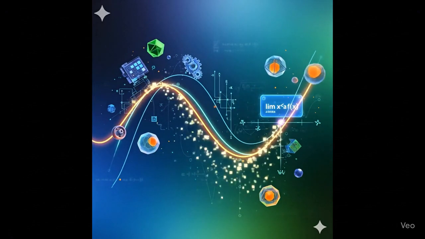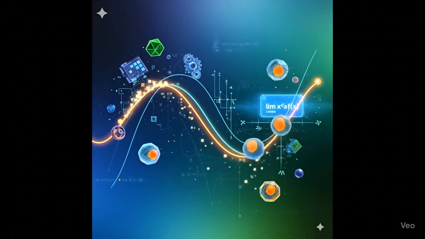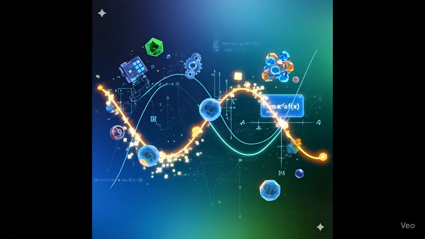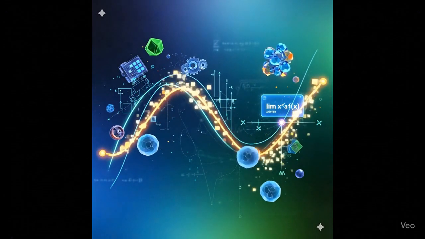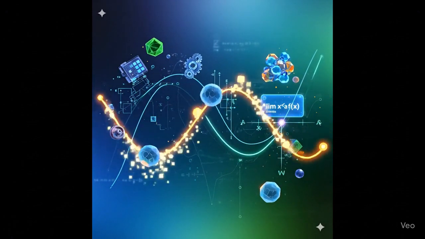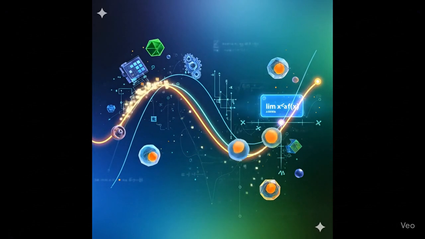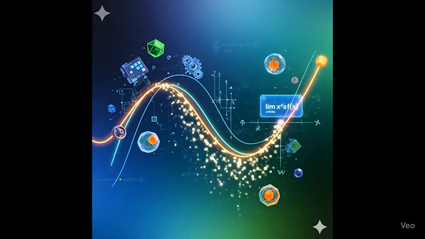Oh, it's crucial. Think about engineering, physics, economics. Anywhere you're modeling how things change. If you're modeling the path of a spacecraft or the stress on a bridge using a polynomial, you need to know that the calculated value accurately reflects what the system is approaching at a critical point.